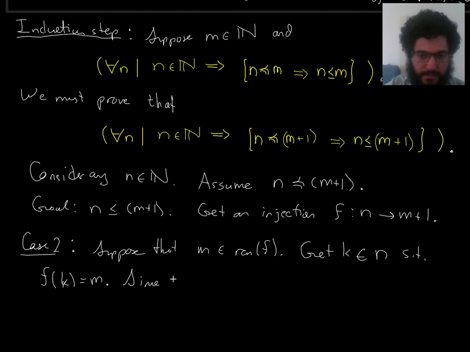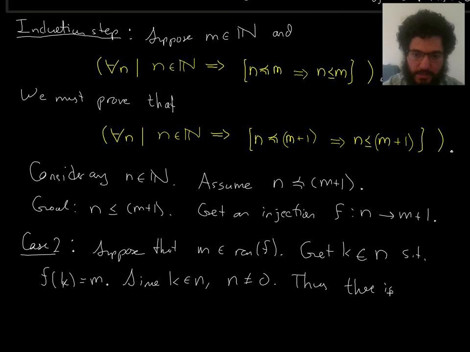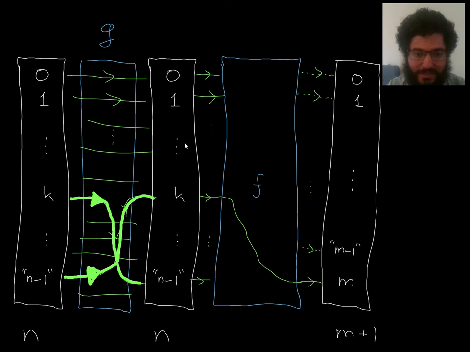So since k is in n, n is not 0. Thus, by theorem 98, there is some, what to call this thing? I'm not going to call it n minus 1, because then that looks like I'm defining minus. I think in the written notes I call it s, but I don't know why I chose that notation. That seems confusing to me. How about I call it n prime, since it's related to n. So instead of n minus 1, I'm going to call it n prime.